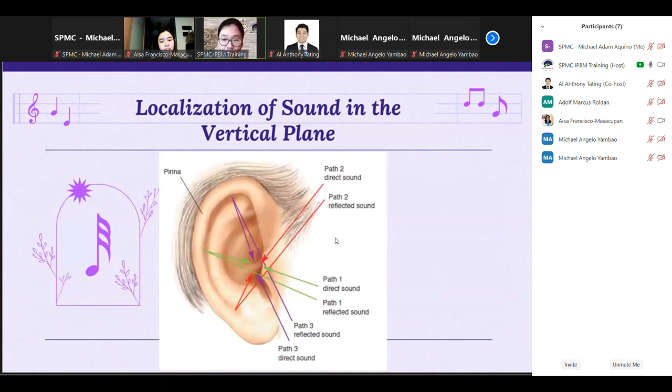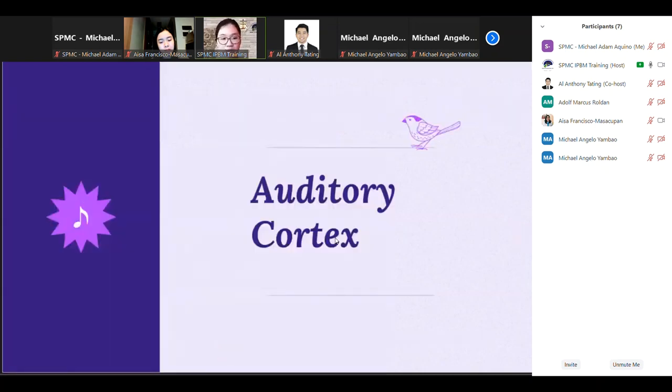The combined sounds, direct and reflected, are subtly different when the sound comes from above. When the sound comes from above or below, the vertical localization of sound is facilitated by the convolutions of the pinna. The arrows here show that, for example, if sound is coming from this area, we follow path 3. It bounces off toward the ear, and we localize the sound to where it is coming from.